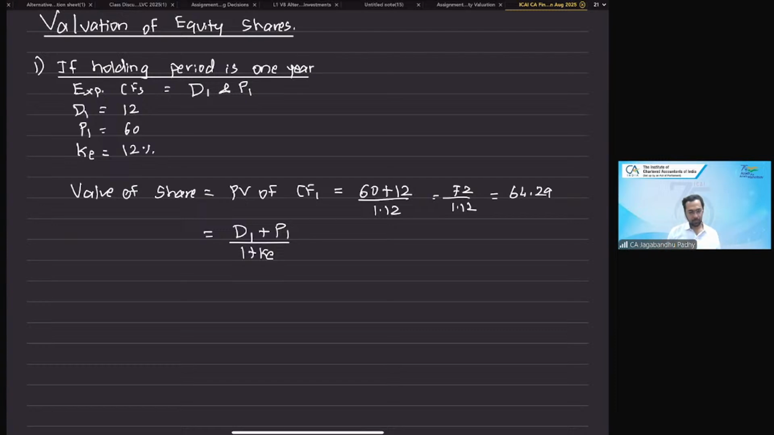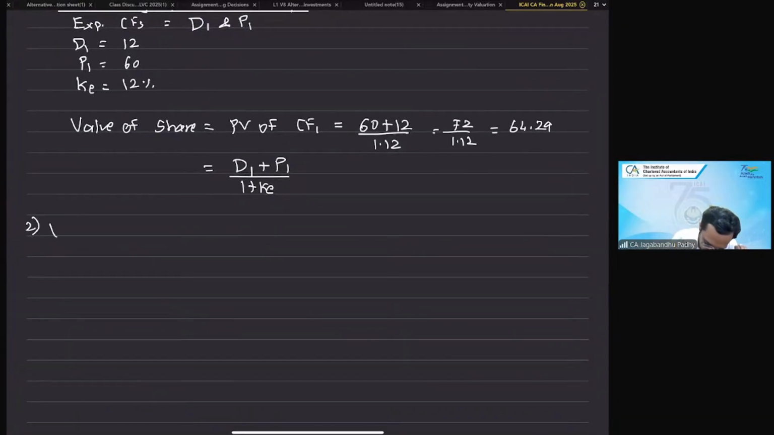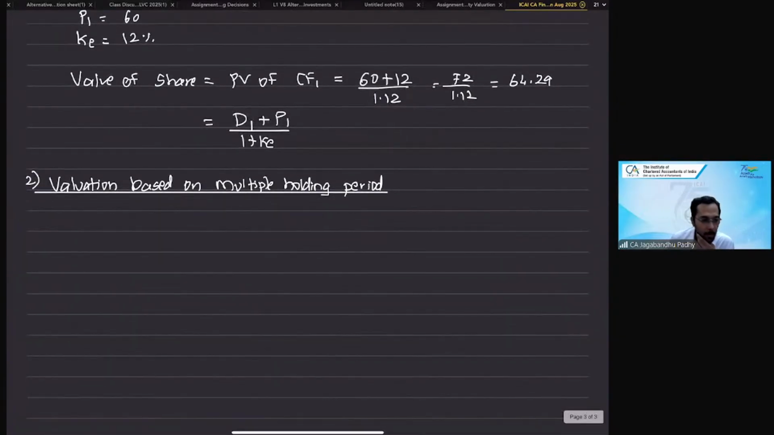Makes sense, everyone? Right? But then if you don't know for what time period you're going to hold the share, or I can say if your intention to hold the share is not for a certain foreseeable future, but for a period which you don't know, like you're going to hold it till the company is going to be there, right? Then we need to have a different approach. So we're looking at the second case wherein the valuation is based on multiple holding period.